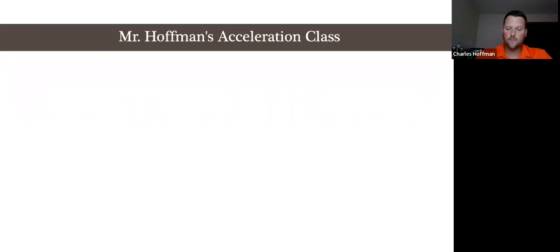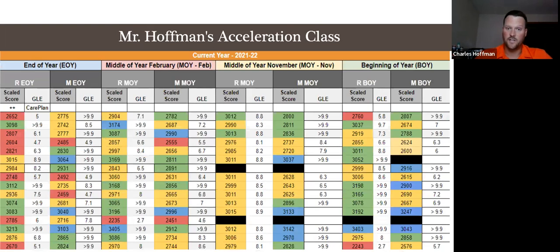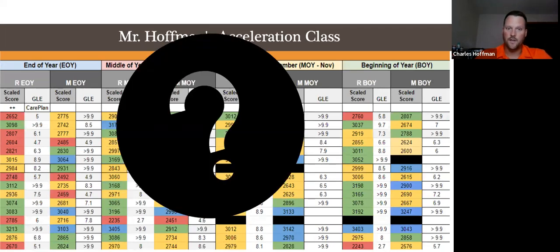So for my acceleration class, this is what the data looks like on our spreadsheet. And you may be sitting there thinking, what does all this mean? So we're going to break it down and talk about what each section means and how it builds on the other.